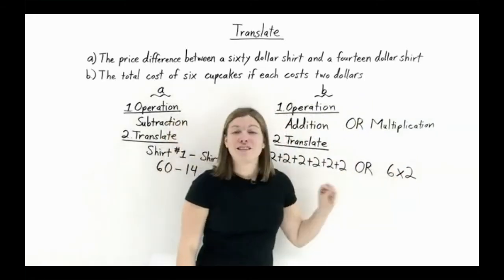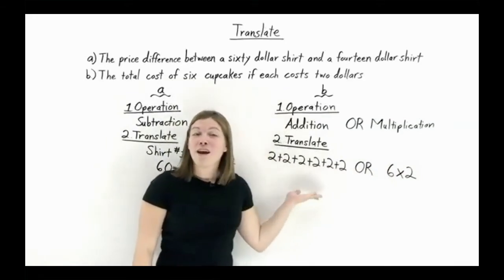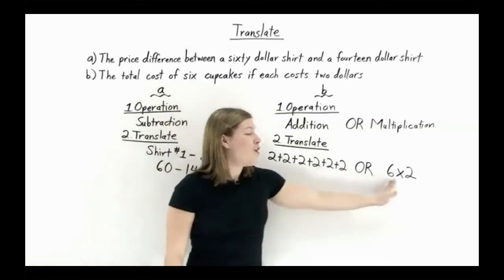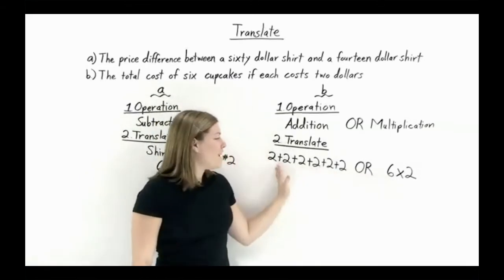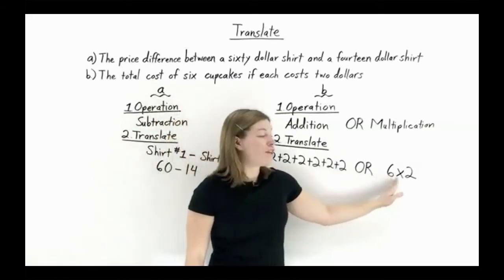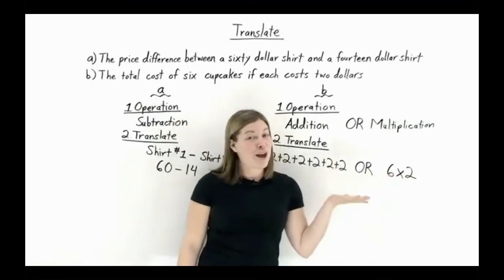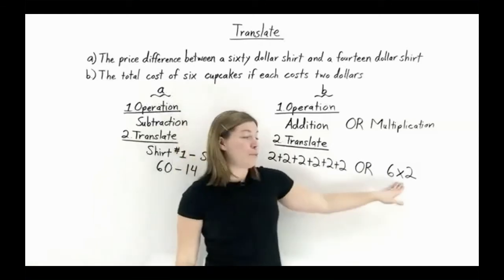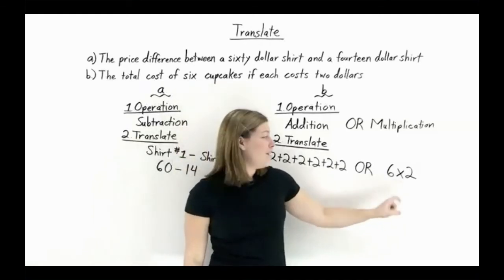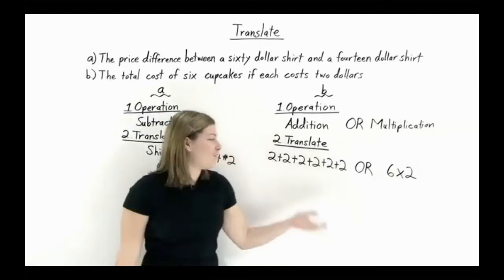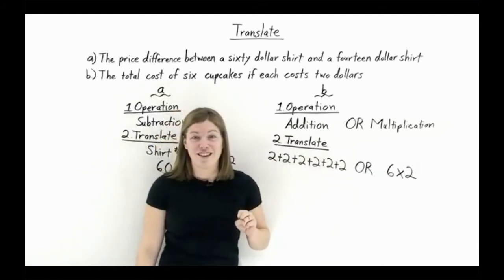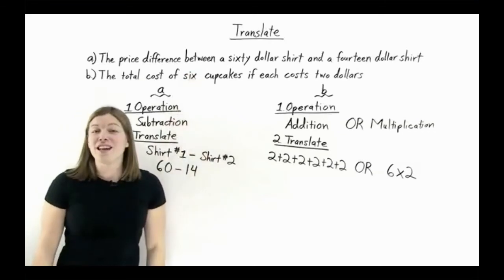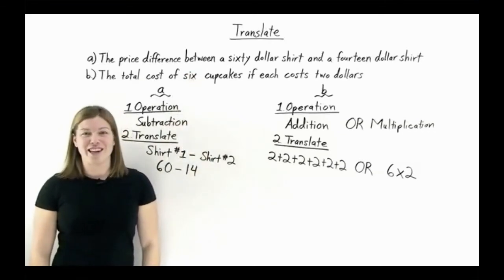Either way, we will get the same answer. So here we have 2 different options for translating our second phrase into a numerical expression. We could take 2 and add it together 6 times, or take 6 times 2. Either way, we'll get the same answer. And if we're looking for a little faster way, multiplication would probably be faster. Taking 6 times 2 is a little bit faster than adding 2 together 6 times. So now we've taken the 2 given phrases and translated each of them into a numerical expression.